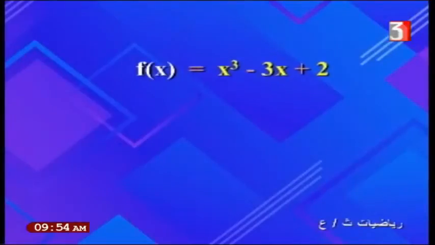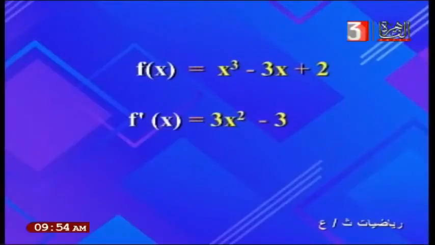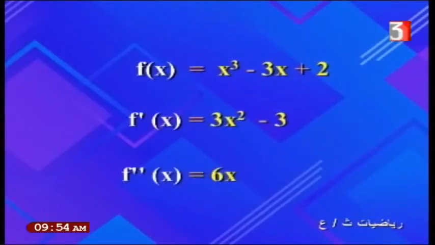Then we find f'(x). The derivative of x^3 is 3x^2, and the derivative of negative 3x is negative 3. And the 2 is a constant, its derivative equals 0. Now, f''(x) equals the derivative of 3x^2, which equals 6x, and the derivative of negative 3 equals 0.